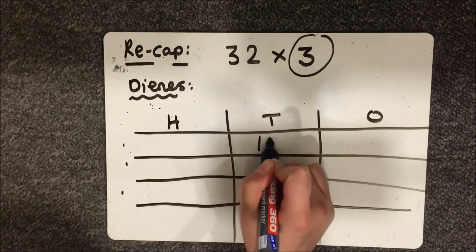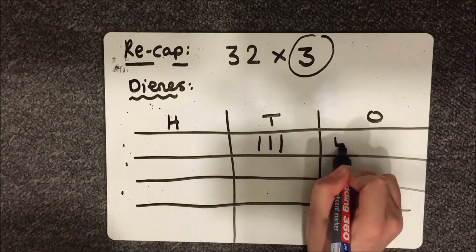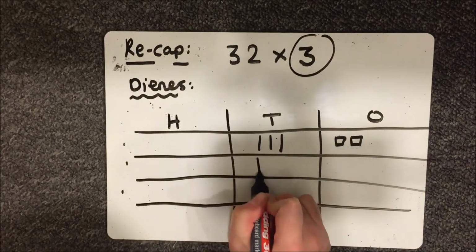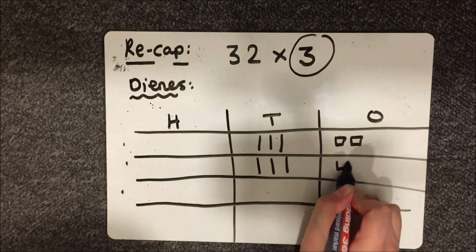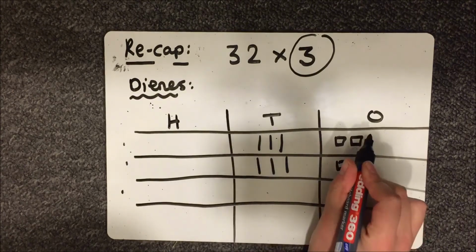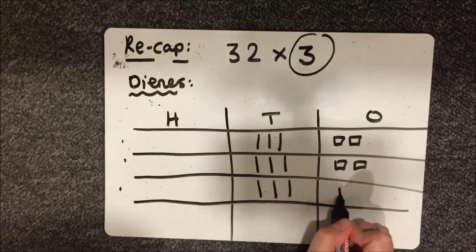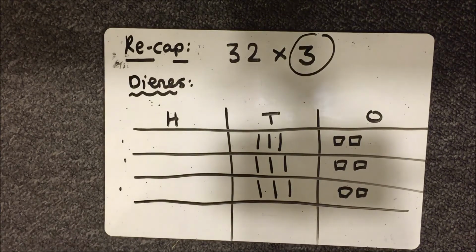Ready? 10, 20, 30. Count with me. 31, 32. That's 1 group of 32. Let's do another one. 10, 20, 30, 31, 32. 10s in one column, 1s in the other. 3 groups of 32. You're getting really good at this now. How do we get our answer?